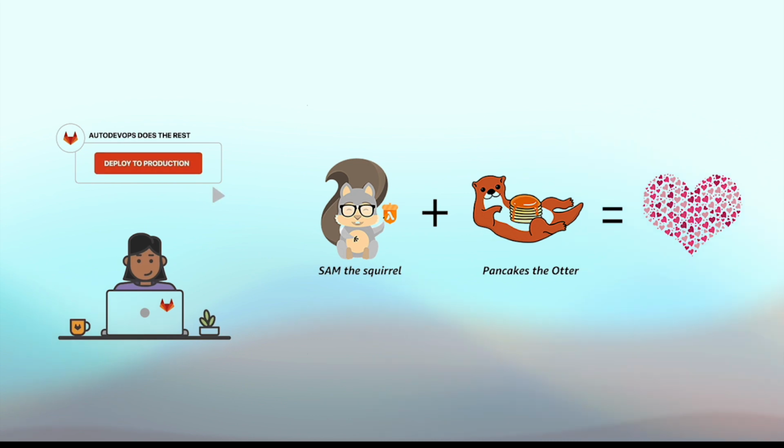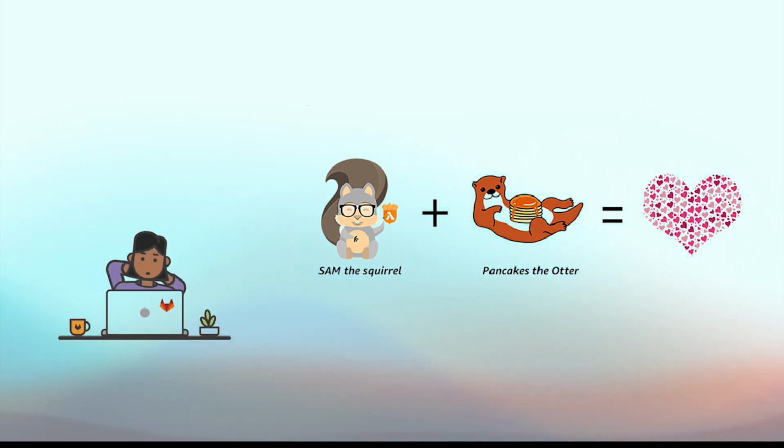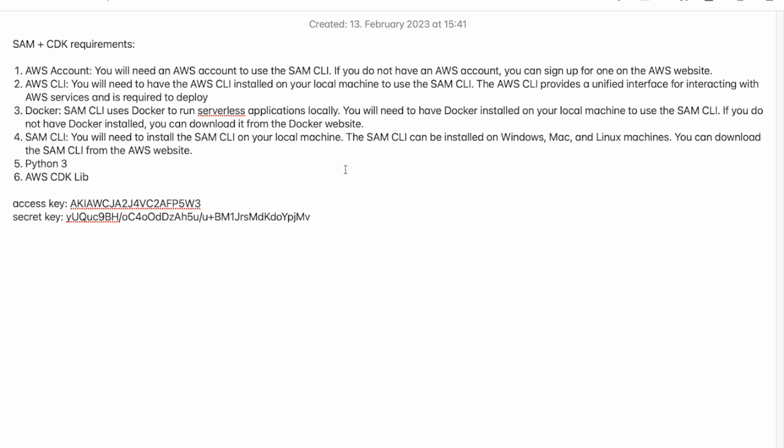Okay, now let's move to the practical and see everything happening in real life. To follow through this SAM and CDK tutorial together, we need to have installed a couple of dependencies. The first dependency is the AWS account. We need to have a free account to deploy our infrastructure as code. We need to have AWS CLI installed in our machine. We need to have Docker installed in our machine because before deploying, we want to test it. That is the main part of this video.